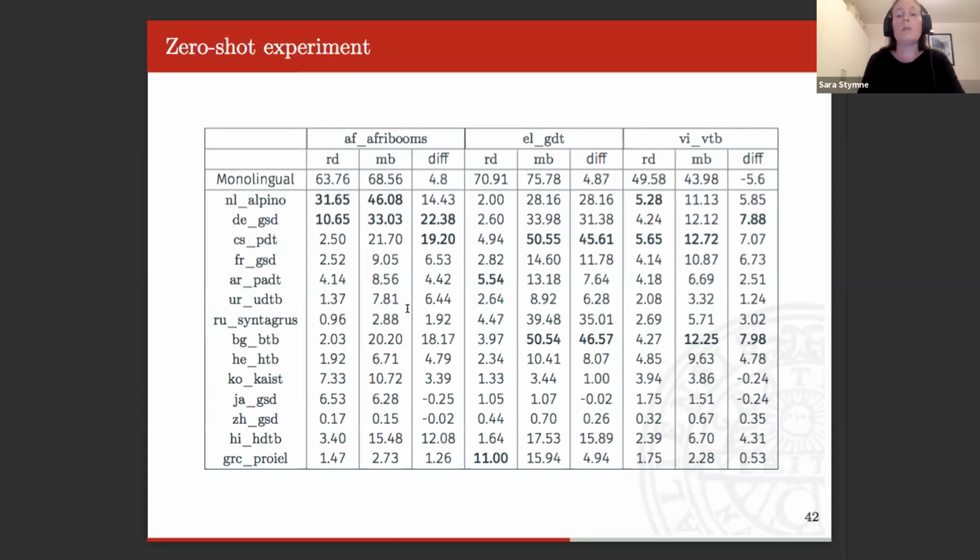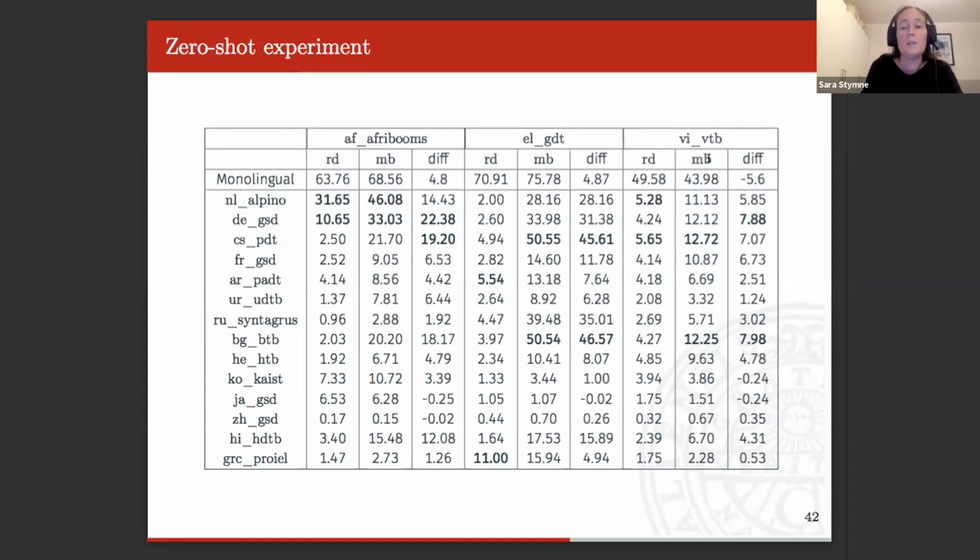When we add mBERT, though, it looks better. So then we actually have a few good parsers for Afrikaans and Greek. For Afrikaans, the related languages German and Dutch perform best, especially Dutch again. For Greek, Czech and Bulgarian actually turn out to be the best option. So these are quite good results, actually, getting an LAS of 50.